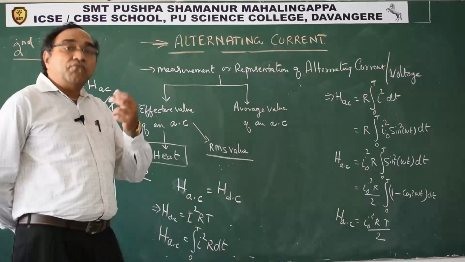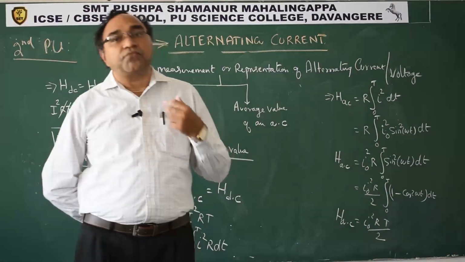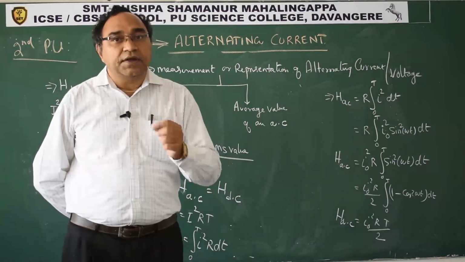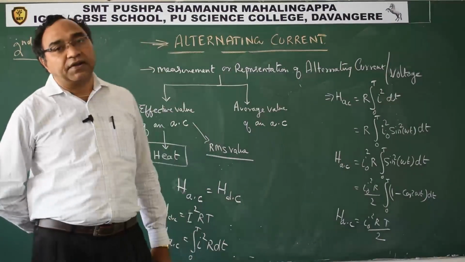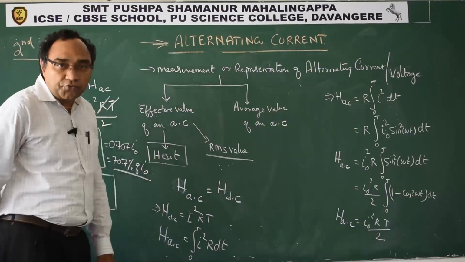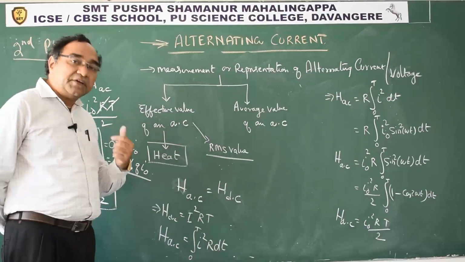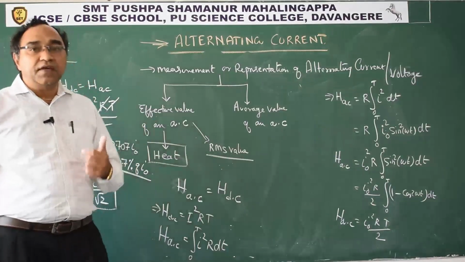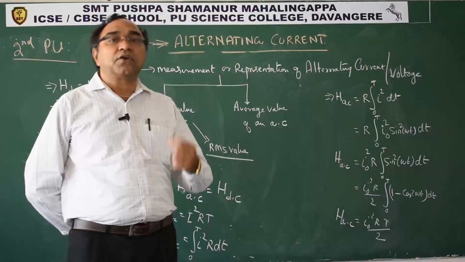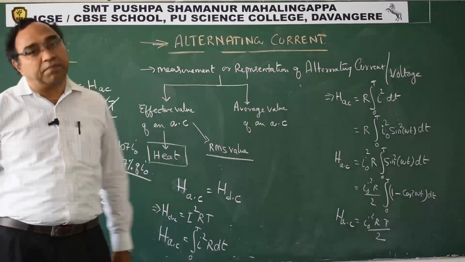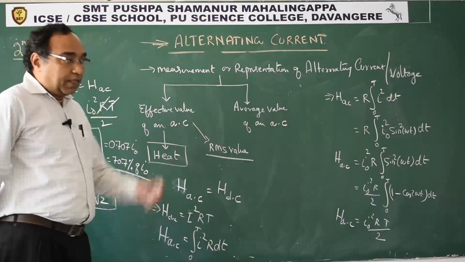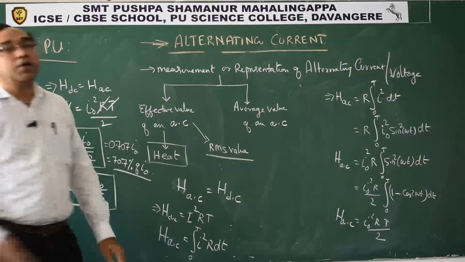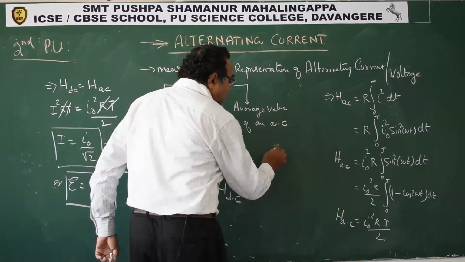Second thing is, which quantity is used for measuring effective or the RMS value of AC? It is the heating effect of electric current which is used to measure the effective value of AC. How much will be the effective value of AC? 70.7% of the peak value. Remember that.